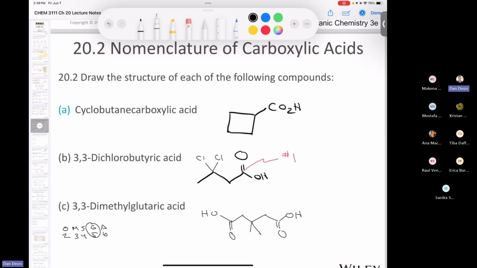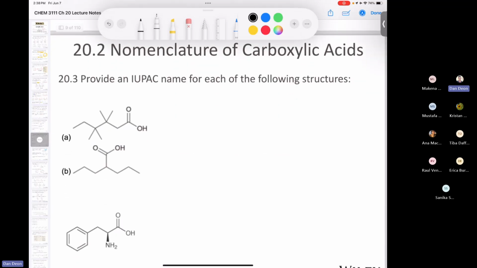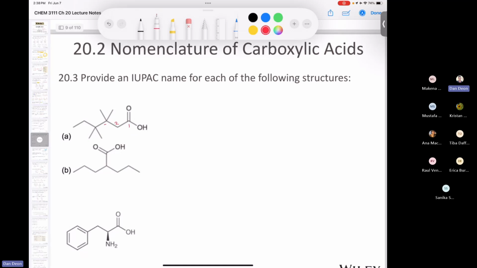Let's try a couple more. We'll up the ante a little bit. We'll make it a little more complicated. So remember, when you're naming a carboxylic acid, you want to find the longest carbon chain that possesses the carboxyl group. So 4, 5, 6. So this is some kind of hexanoic acid. And then we have 4 methyl groups, 3, 3, 4, 4 tetramethyl. So we would call this 3,3,4,4-tetramethylhexanoic acid, like that.